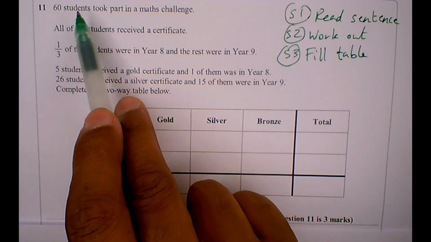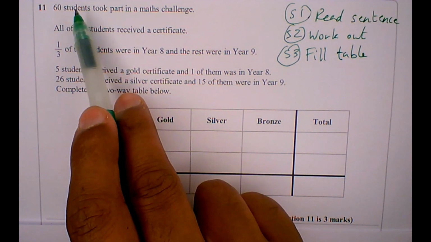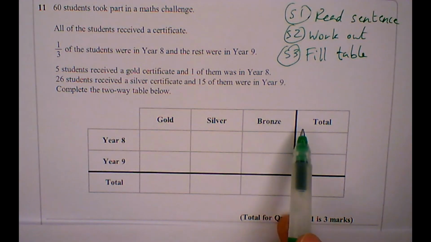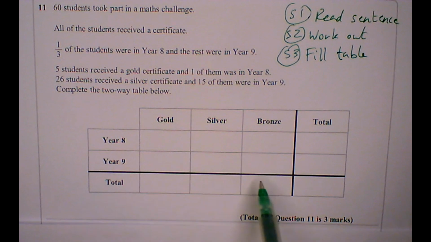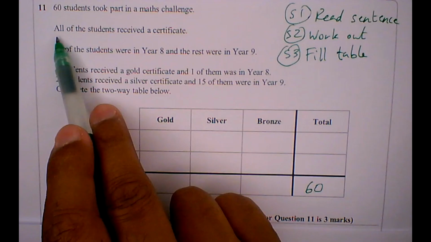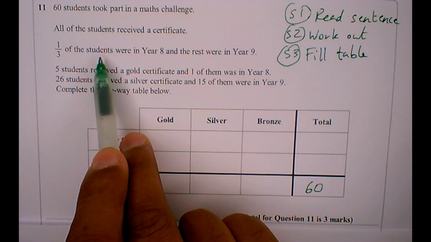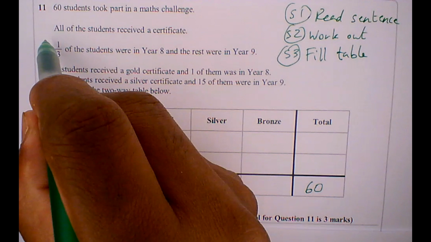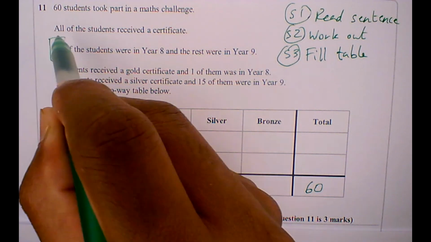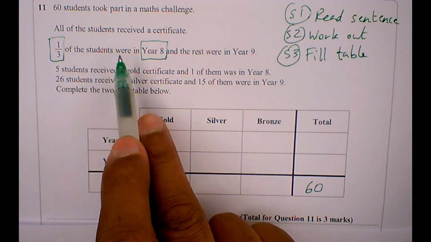So 60 students took part in a maths challenge. So 60 is our total. So we can put 60 in the total, total and total, 60. All of the students received a certificate. A third of the students were in Year 8. So a third in Year 8.